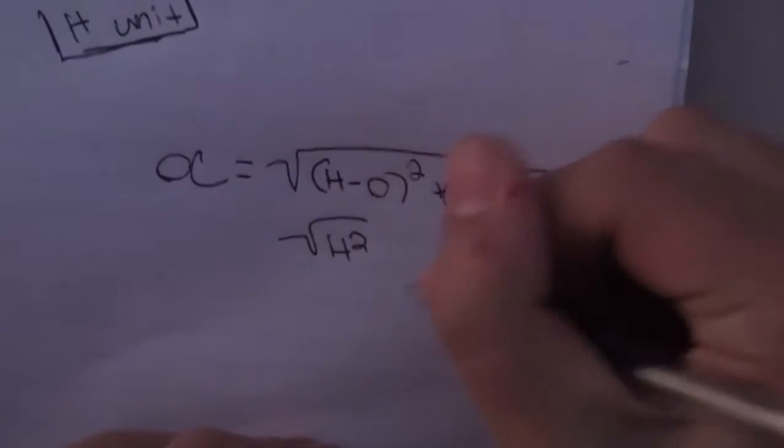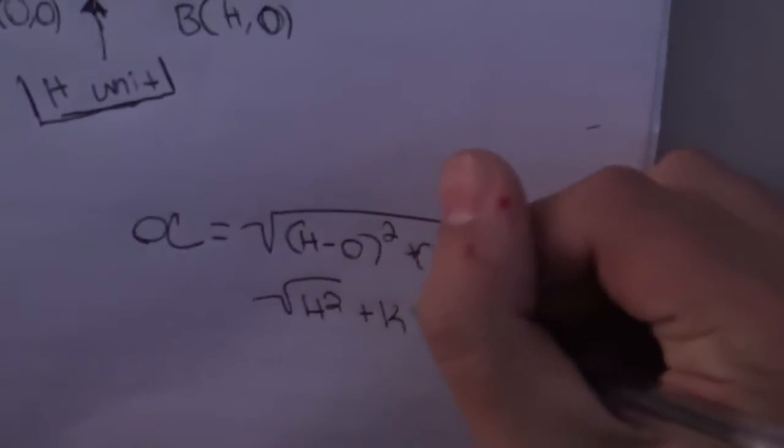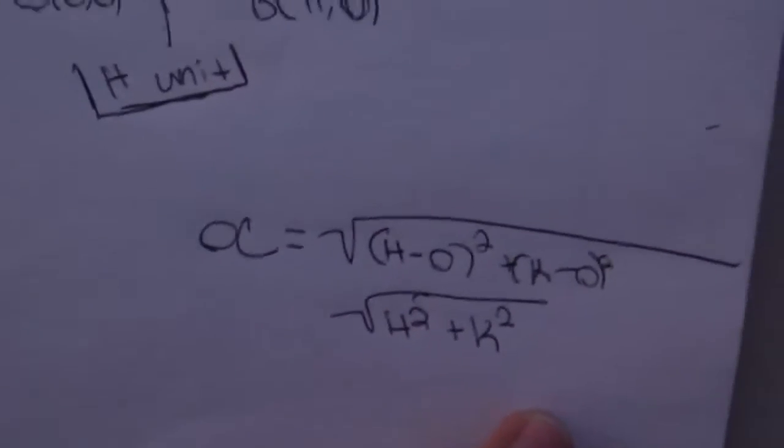That equals the square root of H squared plus K squared. That would be your answer, because you wouldn't be able to simplify that. So the distance from O to C is the square root of h squared plus k squared. Let's go. So this wraps up 4.7.